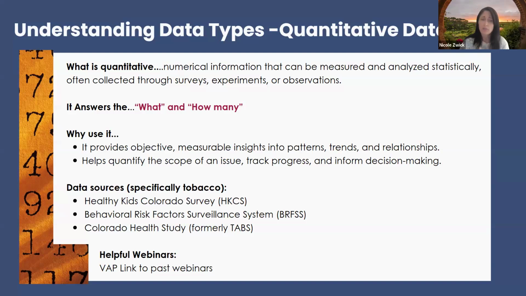And on previous webinars, we've discussed some of those really helpful quantitative data sources that we have available. We have the Healthy Kids Survey, we have BRFSS, that's Behavioral Risk Factor Surveillance System, and the Colorado Health Study, which was formerly the TABS. If you would like more on the quantitative analysis, please check out Dr. Dan Simon's webinar from February. That's on our VAP resource page.